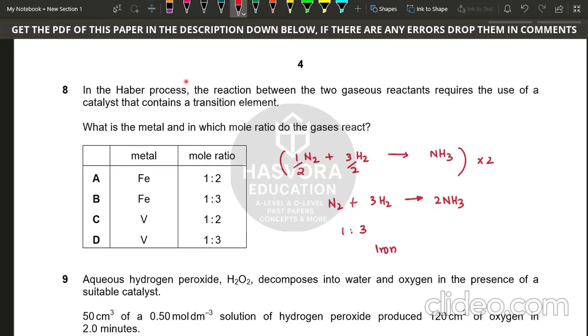Okay, and the vanadium, this one is given, but this is used in the contact process, not in the Haber process. So iron, and the ratio is 1:3. So B is your correct answer.